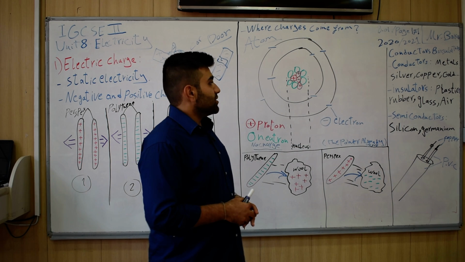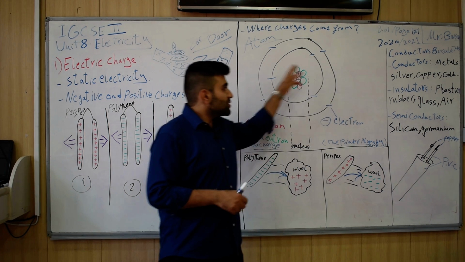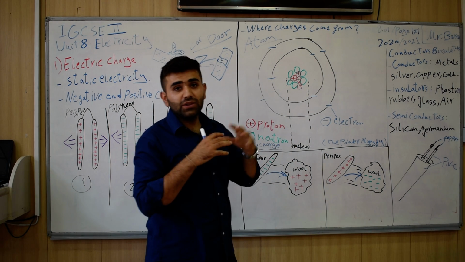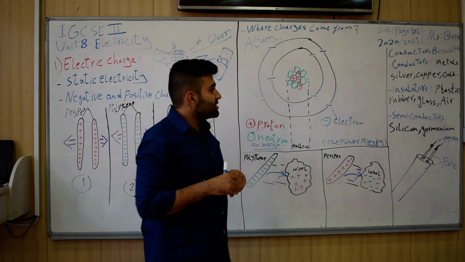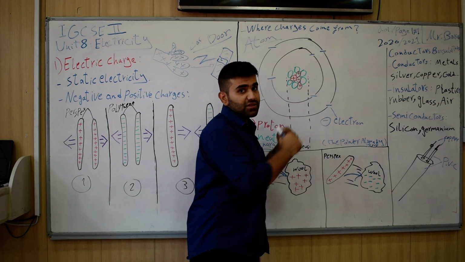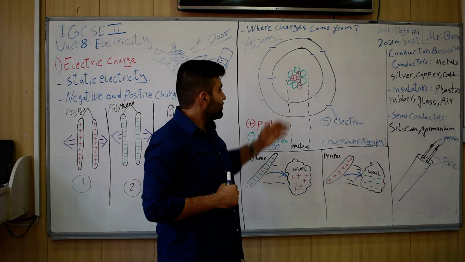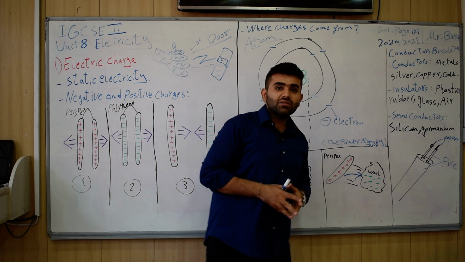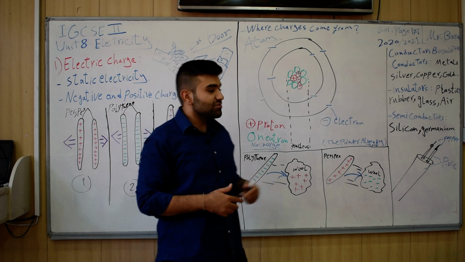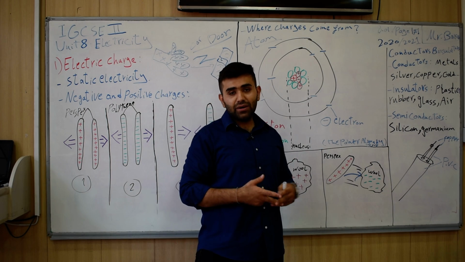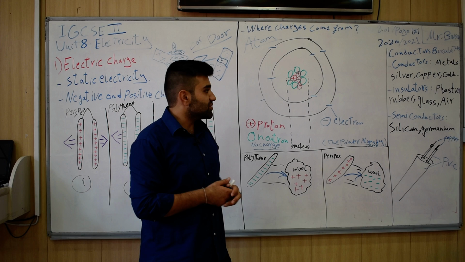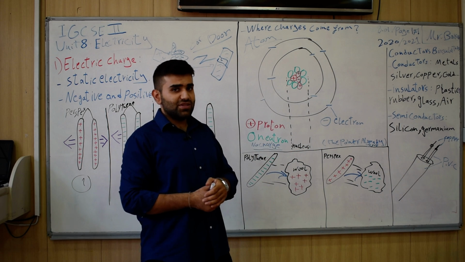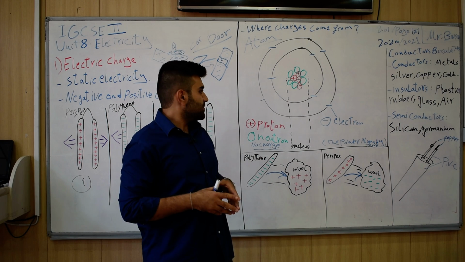Then there are the insulators. In insulators, the electrons are tightly held to the atom. So what's happening is they cannot easily be pushed away from the nucleus. As examples of insulators, we have plastic, rubber, glass, air, PVC, etc. So these cannot give us electricity, or they are bad conductors.